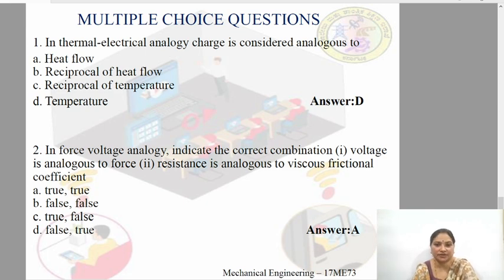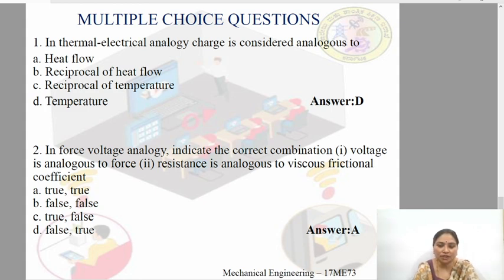The second multiple choice question is, in force voltage analogy indicate the correct combination. We have to choose the correct combination from the given four options. Here two statements are given. The first statement is voltage is analogous to force, and the second statement is resistance is analogous to viscous frictional coefficient. We have to say whether each statement is true or false. So options given are true and true, false and false, true and false, false and true.